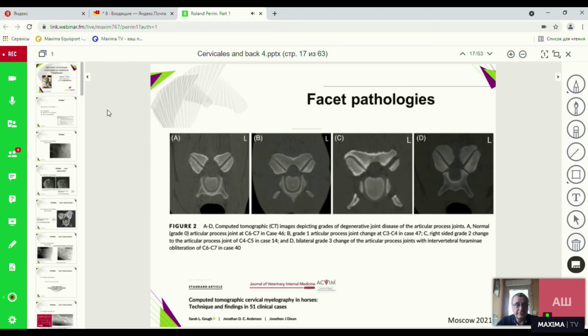If you see at the CT, you see different kinds of osteoarthritis of the facet joint.